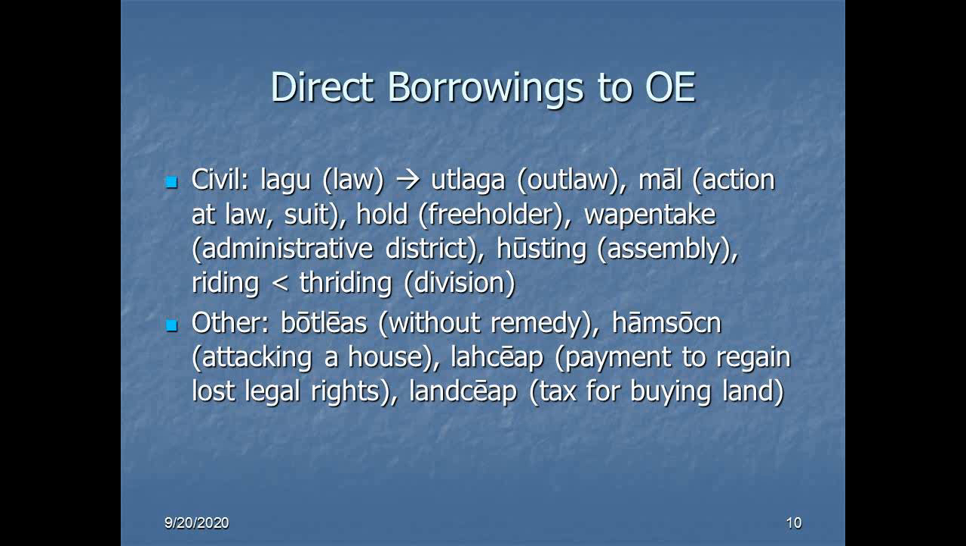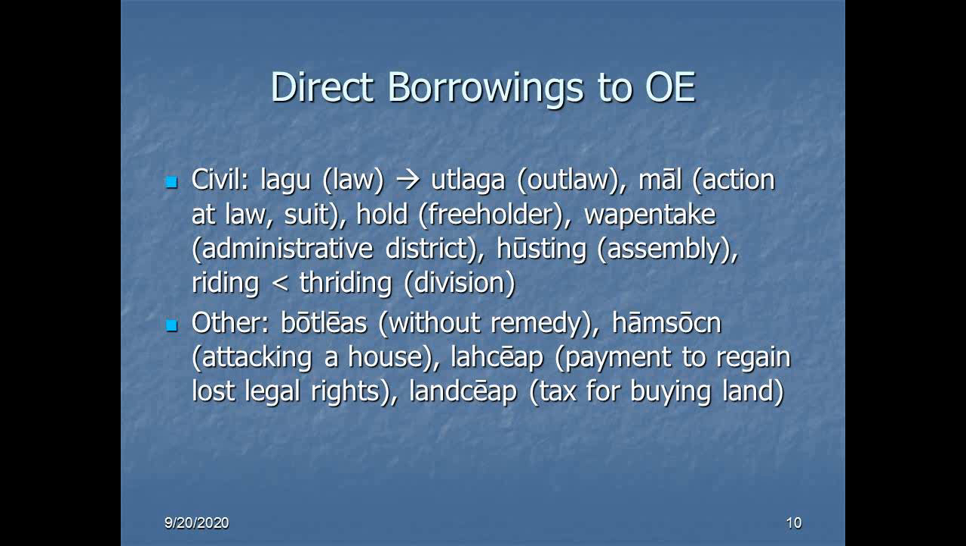Other words here that you might find interesting? Well, wepentake, literally weapon take, which is an administrative district, but of course, a district in which, in times of war, all of the men of fighting age would fight together, so they would take up weapons together. We sometimes still hear people speaking on the campaign trail of the hustings, although that one's gotten to be kind of antiquated now. Still shows up more in American politics than in Canadian politics. But in Canada, we have ridings, which comes from friding, which is just a division. So our legal terminology certainly owes a great deal to Old Norse.